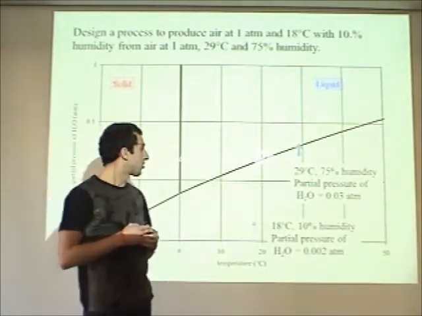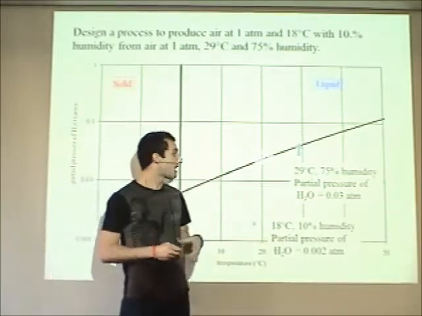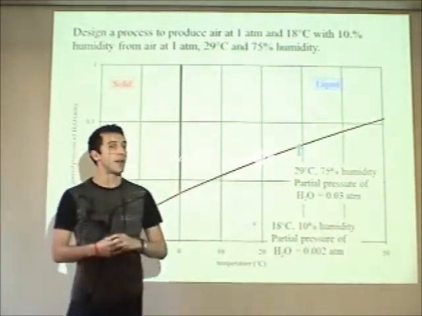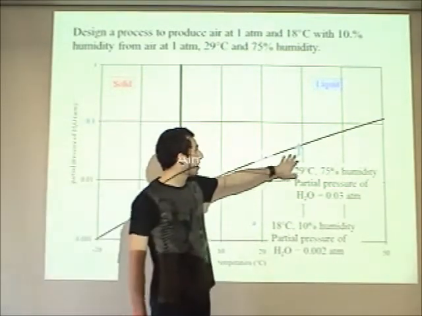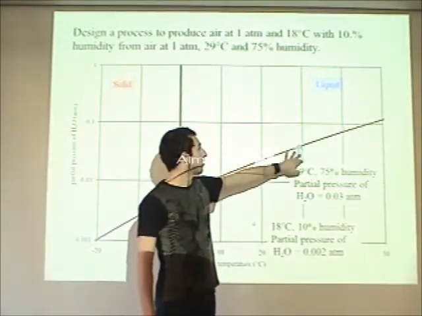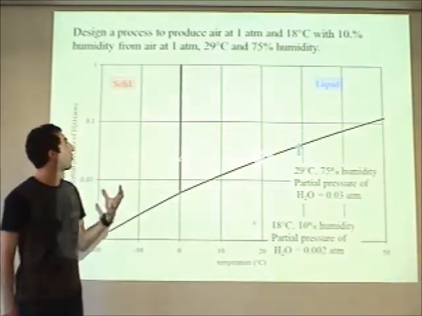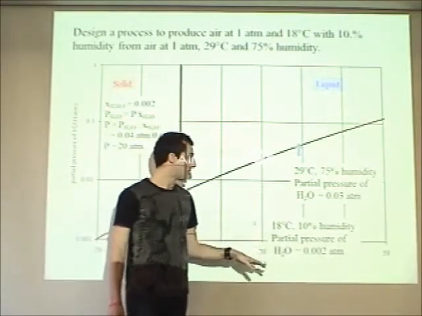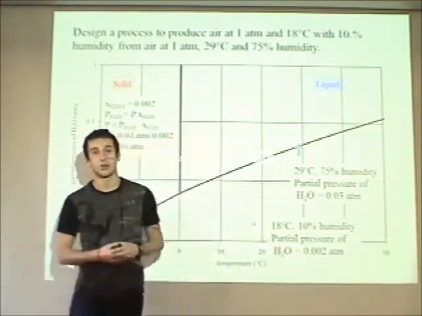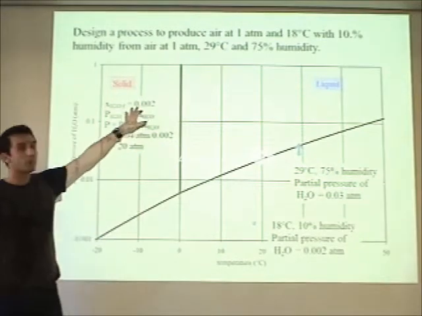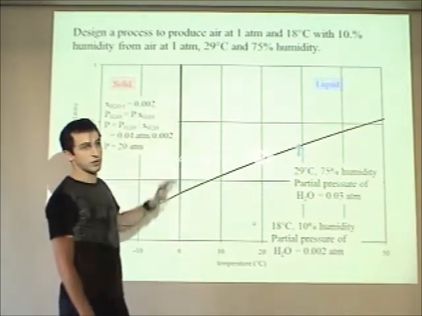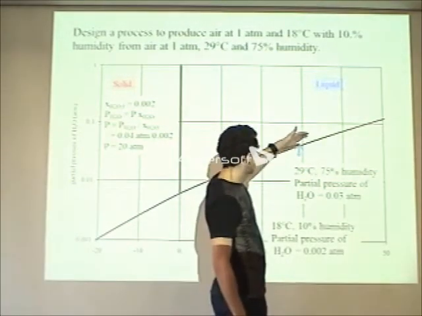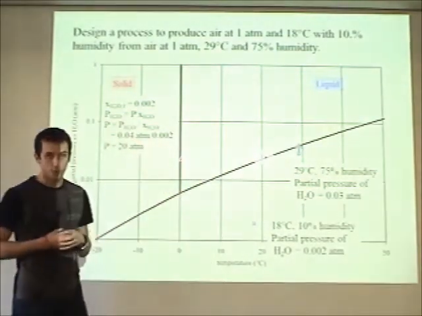Okay, so we're going to have to remove some of the water from the air. And the only way we're going to be able to do that is by condensing it. So let's start by trying to pressurize our air and seeing if we can get enough water out. We're trying to end up at 1 atmosphere with a partial pressure of 0.002. So that means we want a mole fraction of water of 0.002. Right? Well, our pressure here at this point is going to be 0.004.